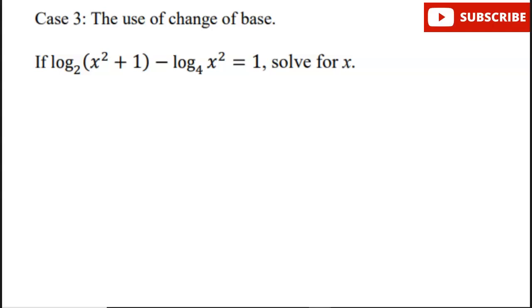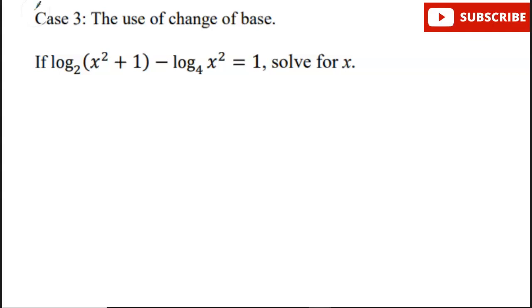Welcome to Autism Mathematics. I am on the series Logarithm. In this video, I'm going to take you through the use of change of base to solve logarithm equations.